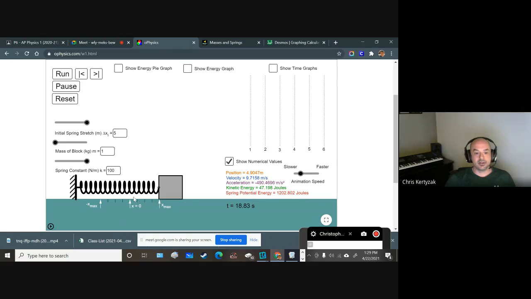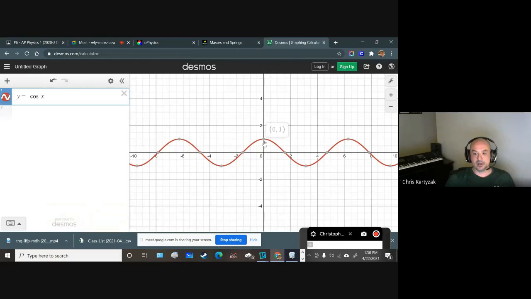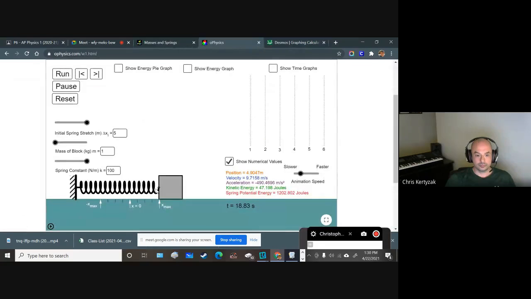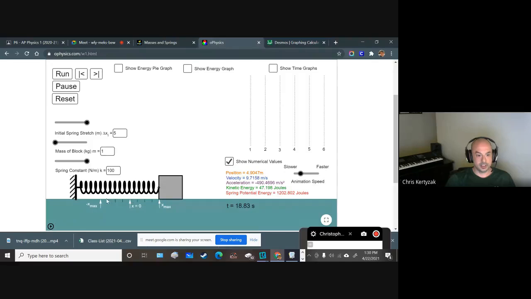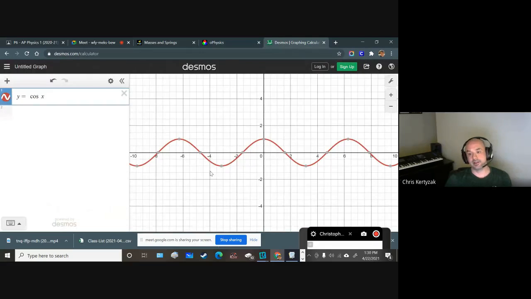Now, the distance from here to here is, again, how far you've stretched it from where it started. That's the amplitude. If that was 0.4 meters, then the distance from 0 up to here would be 0.4 meters. And therefore, the distance from here down to the lowest point would also be 0.4 meters, because it's going to go from the middle to 0.4 meters, and then from the middle to negative 0.4 meters, and just keep repeating back and forth, right? So this cosine function fits that well.